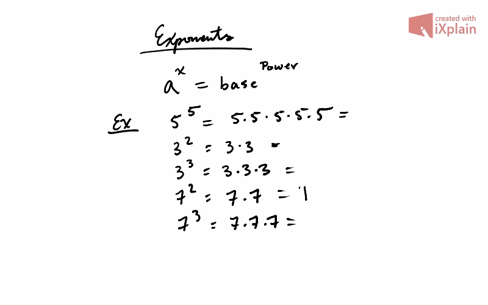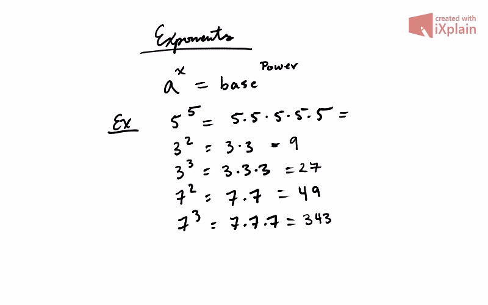7 times 7 is 49. 3 times 3 is 9. 3 cubed is actually 9 times another 3, which is 27. 7 times 7 times 7 is 49 times 7, which is 343.